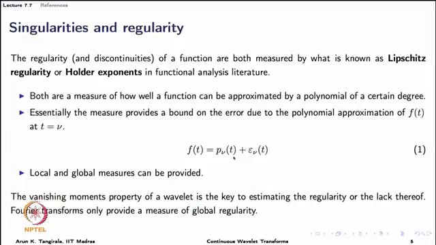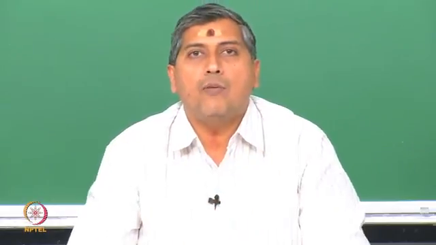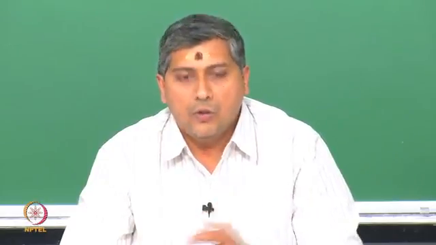Of course, if f of t is exactly the polynomial, then the error is 0. What these measures give is essentially a bound on this error expressed in a certain fashion, and both, as I said, local and global measures can be provided. Now, it turns out that the vanishing moments property of a wavelet is the key to measuring this Lipschitz regularity or the Holder exponent. So, the basic idea is to perform a wavelet analysis and get an estimate of this Holder exponent, which we denote by alpha, and I will define it in the next slide.